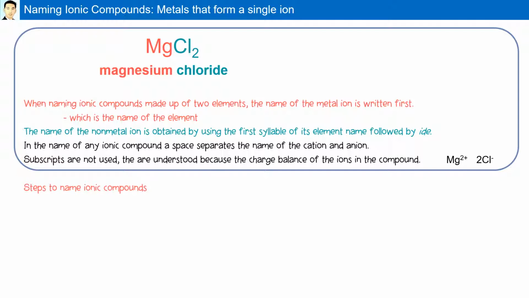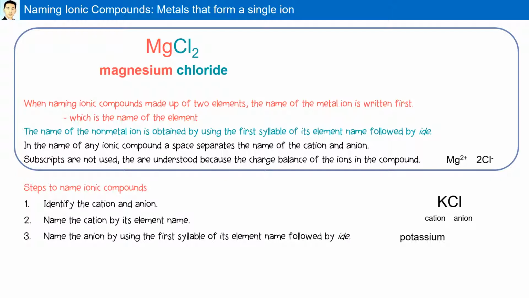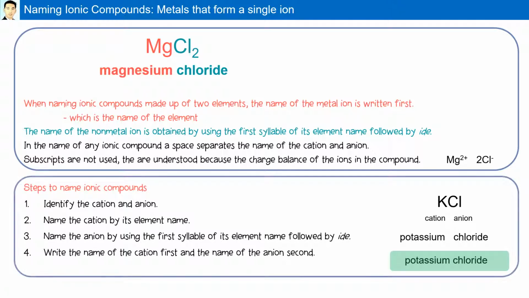Steps to name ionic compounds. For example, KCl. First, we identify the cation and anion, the positive charge and the negative charge. We name the cation by its element name. In this example, it is potassium. Next, we name the anion by using the first syllable of its element name, followed by IDE. In this example, we have chlorine, which becomes chloride. Finally, we write the name of the cation first and the name of the anion second, potassium chloride.